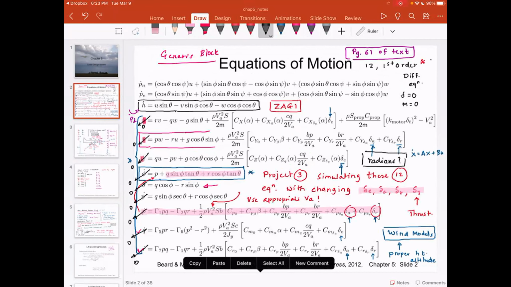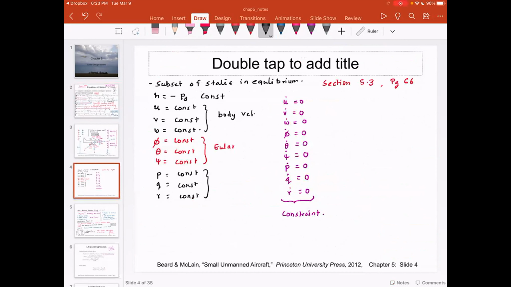Now the next question is, what is non-zero? The non-zero values are given on the left-hand side. So H is equal to minus PD in level flight, it's constant. And then everything else is a constant value. The question is, what are these values? So these are body rates. And what are these values? To be honest with you, we really don't care what these values are. As long as all the derivatives are zero, whatever the values may be, we are okay with it.